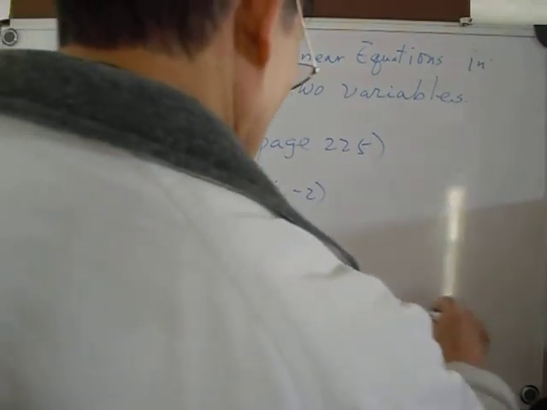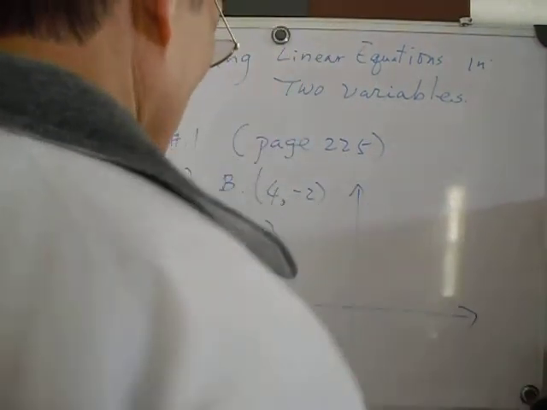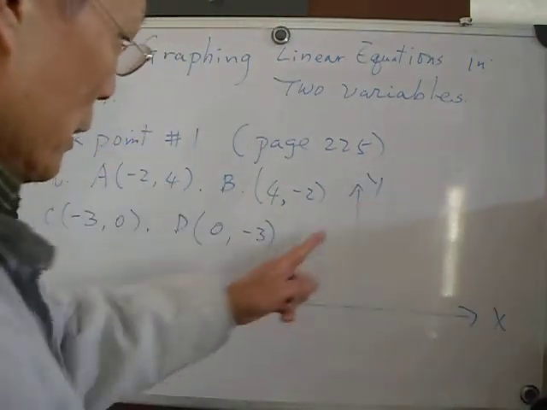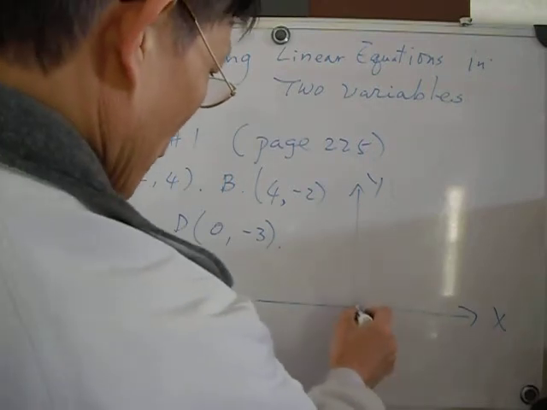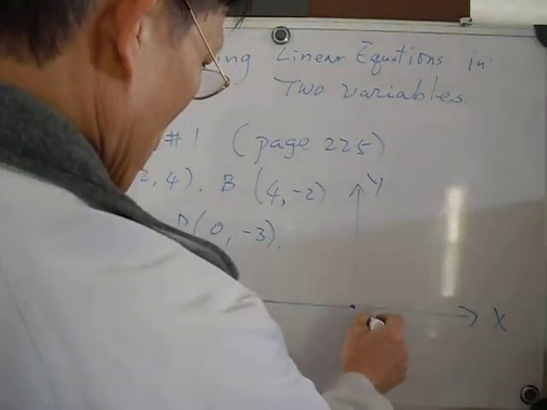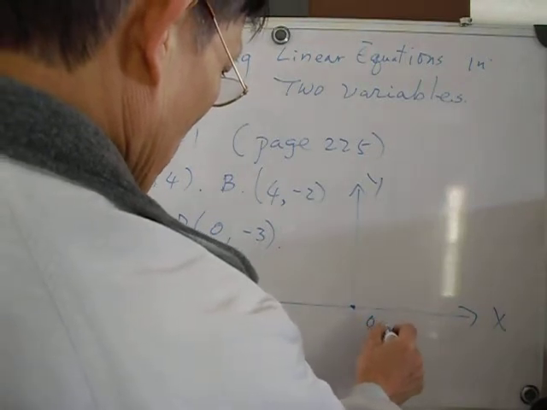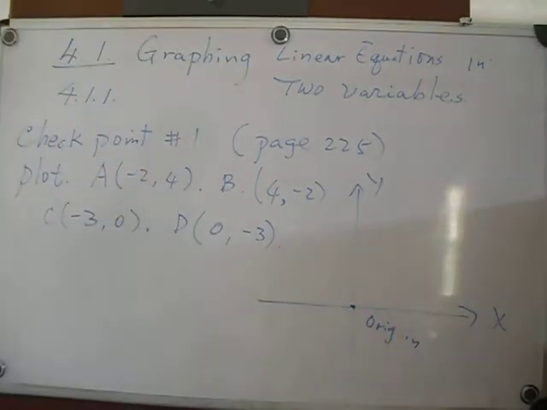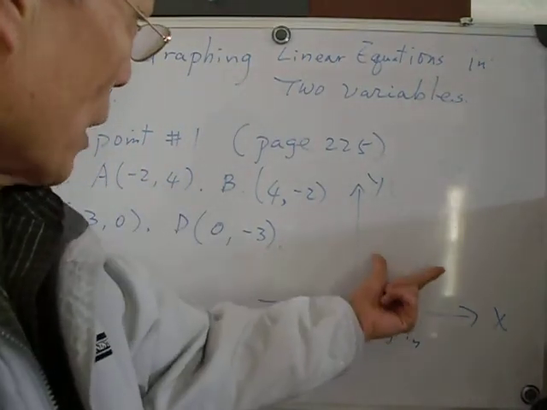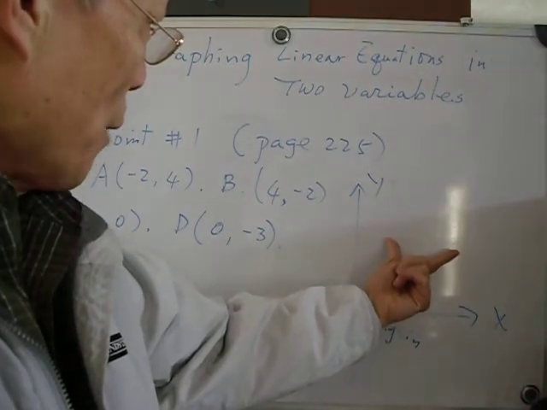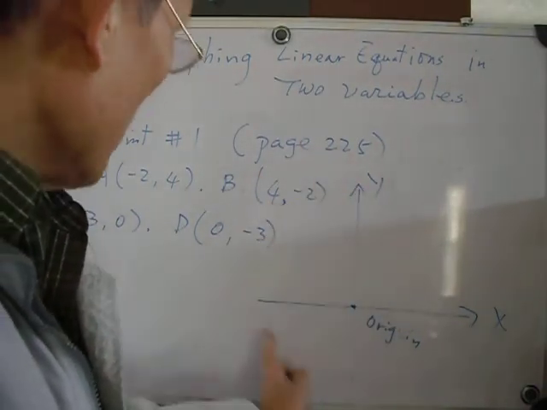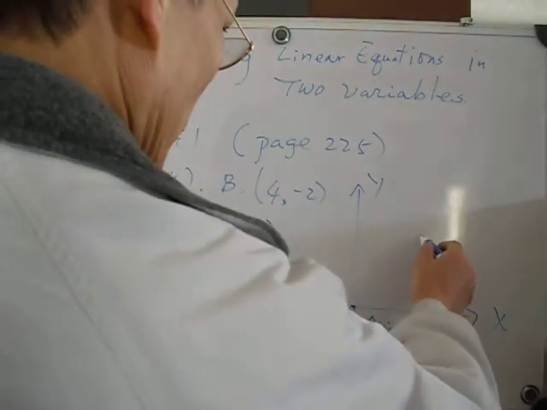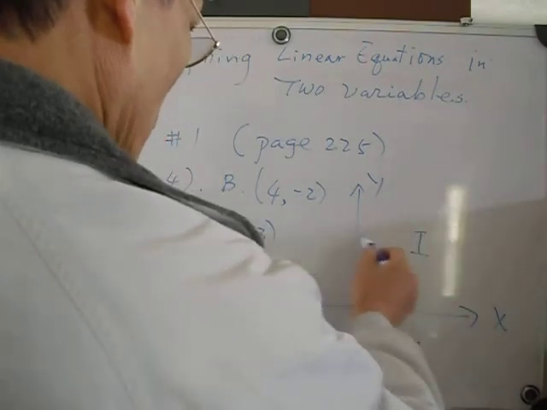First of all, we have a scratch paper. This is our x-axis, the horizontal line. This is our y-axis, the vertical line. The intersection here we call the origin. Usually we separate this rectangular coordinate system into 4 parts.